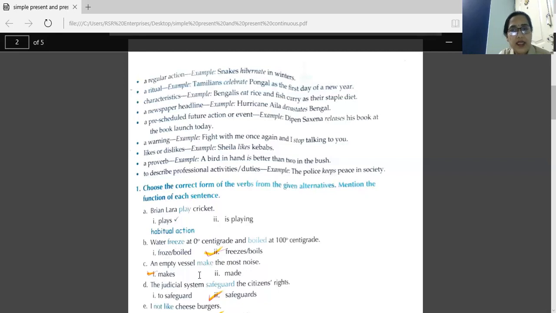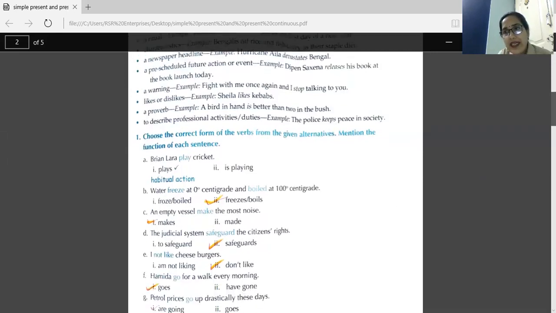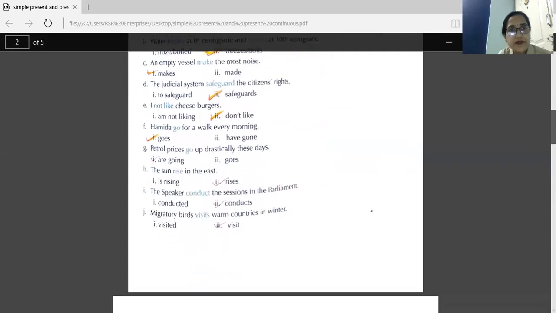Third one, an empty vessel make the most noise. So vessel is singular. So make will be makes. And it's a proverb. The judicial system safeguard the citizens' right. Judicial system is given there. It's a singular subject here. So safeguard is wrong. Correct is safeguards. And it's related to the profession or the work related to this profession.